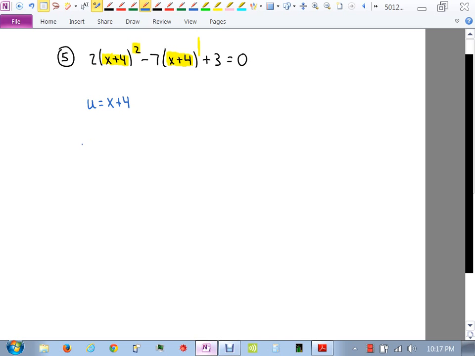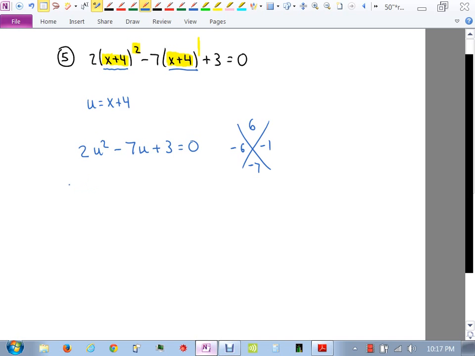And if I do that, I can rewrite this problem as 2, and then since this is u, it'll be u squared, minus 7, and then since this is u to the first power, it's just u, plus 3 equals 0. We have a quadratic again. This one factors by the AC method, 6 and negative 7 here. So again, 6 comes from 2 times 3, and then negative 7 in the middle. The two numbers that do this are, oh, will this work? Negative 6, negative 1? Yeah, I think so.